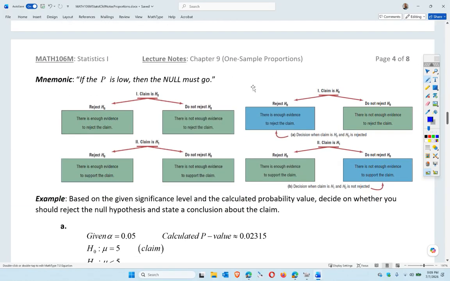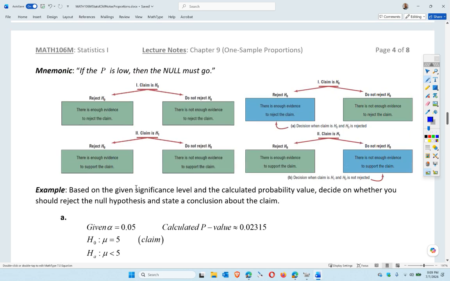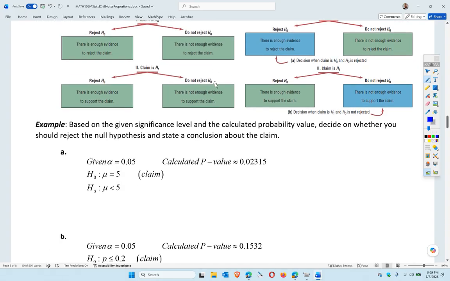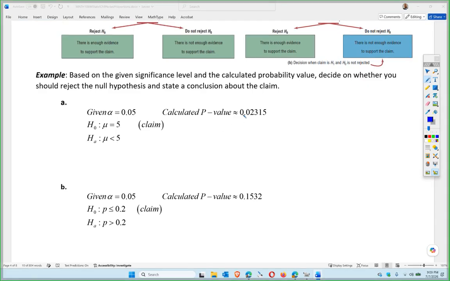So the claim, what we're claiming, can be either one. We can either claim the null hypothesis or the alternative hypothesis. It doesn't matter. The point is if p is low, the null must go. So here, let's say I did the hypothesis test and I calculated a p-value of this, and my alpha is this. Well, this is lower than this, isn't it? That's about 2.3%, that's about 5%.